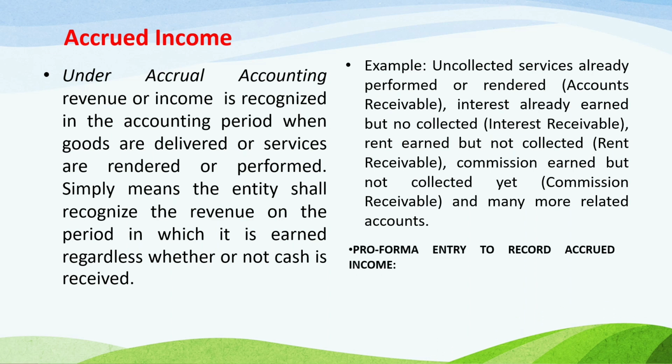So the pro forma entry to record accrued income is debit the asset, for example, rent receivable, and credit rent income.